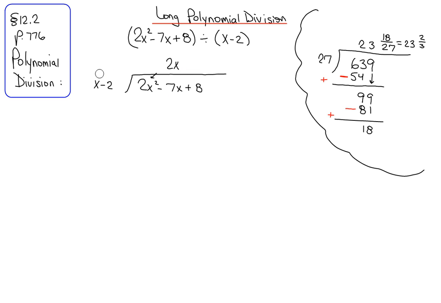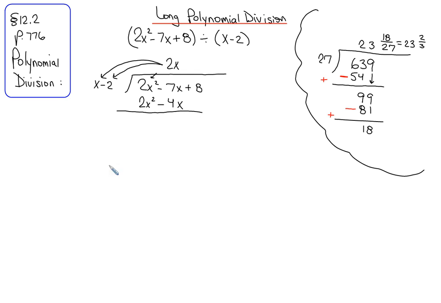Now what do we do? Multiply 2x times the whole thing out in front, which means this has to distribute, which gives us 2x squared minus 4x. Everybody with me on that?